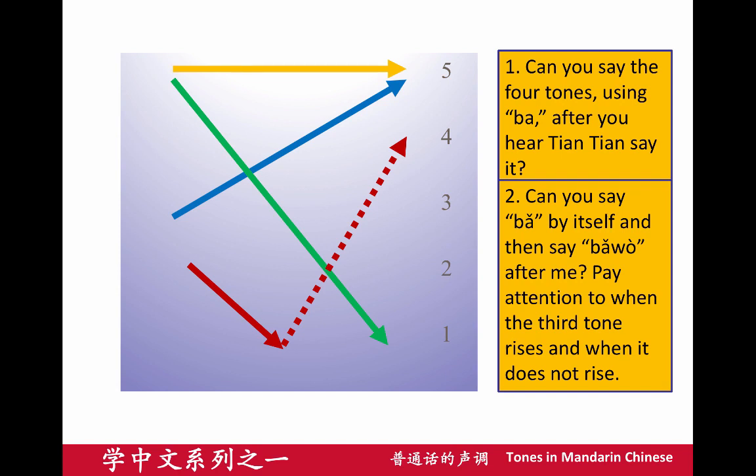Now let's practice a little bit. Can you say the four tones using ba after you hear Tian Tian say it? Ba. Ba. Ba. Ba. Can you say ba by itself and then say ba wo after me? Pay attention to when the third tone rises and when it does not rise. Ba. This is by itself. Ba wo.